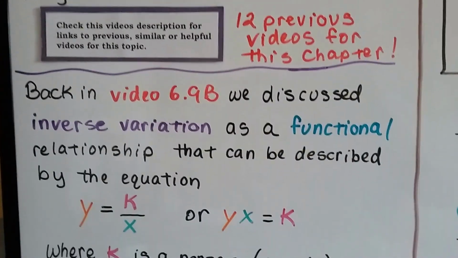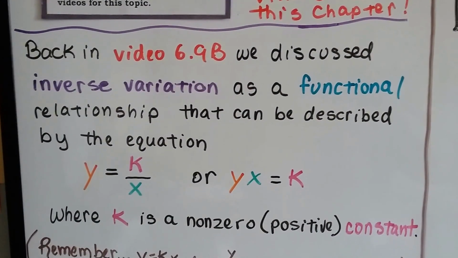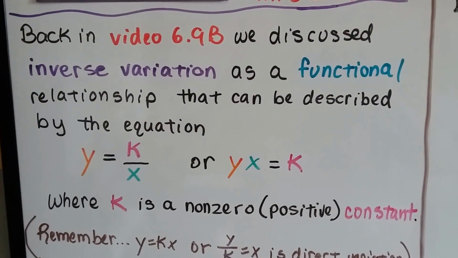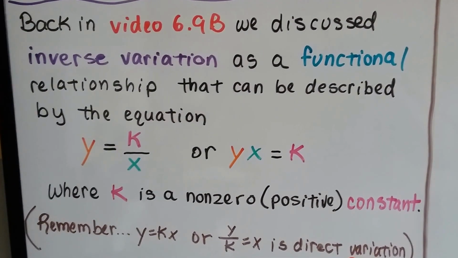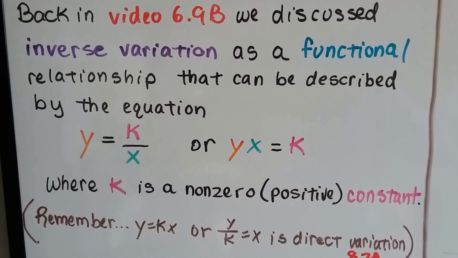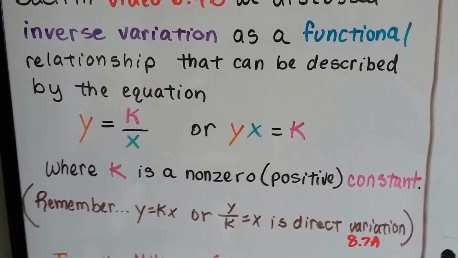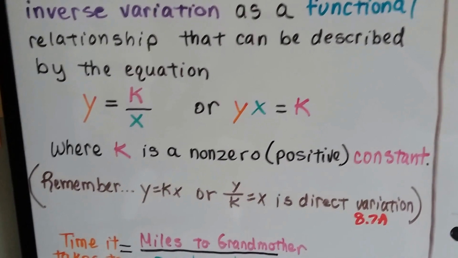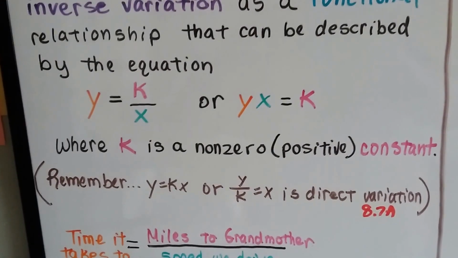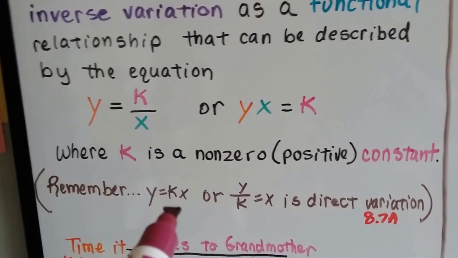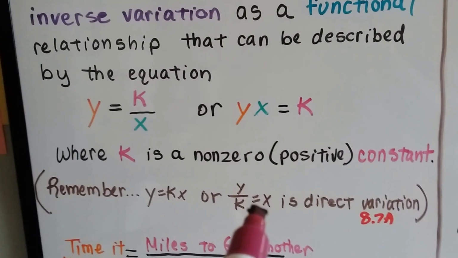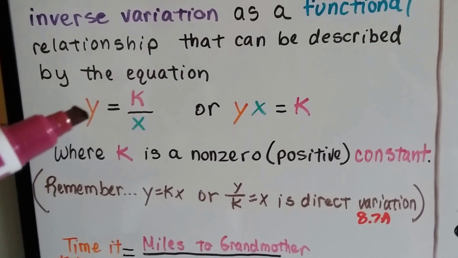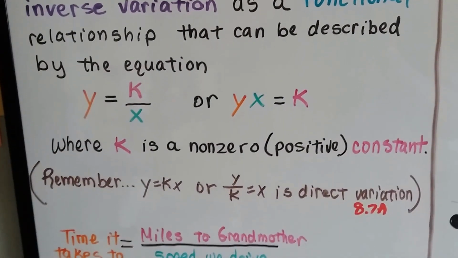So back in video 6.9b in Chapter 6 of this playlist, we discussed inverse variation as a functional relationship that can be described by the equation y equals the quotient of k and x, or y times x equals k. And that k is a non-zero, positive constant. Now in the previous video, 8.7a, we talked about direct variation. So if y equals k times x, or y divided by k equals x, then that's direct variation. This is inverse variation. Now we've got it set where y equals k divided by x.